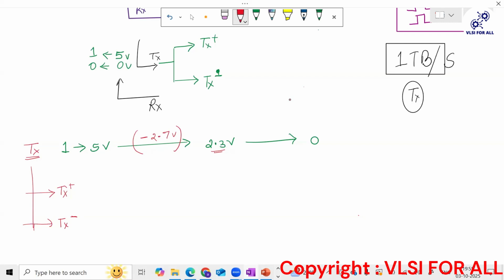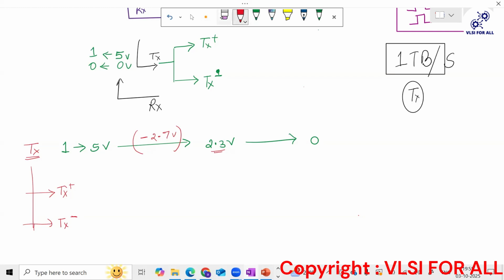0 is the only option? No, 2.3 did not become 0. You consider 2.3 as 0 because it's below 2.5. If it is minus 2.7, then also it is 0 only. No, I'm not going to that concept.